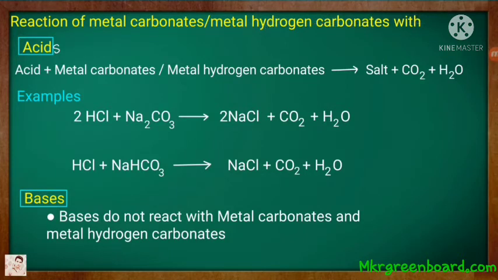Reaction of metal carbonates as well as hydrogen carbonates with acid. When acid reacts with metal carbonate or metal hydrogen carbonate, it forms salt plus carbon dioxide gas is liberated and water is formed. For example, when HCl reacts with sodium carbonate Na2CO3, it forms NaCl, that is, sodium chloride salt, plus carbon dioxide gas and water.